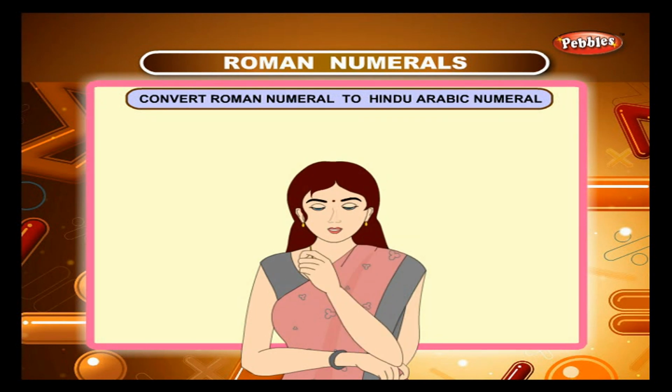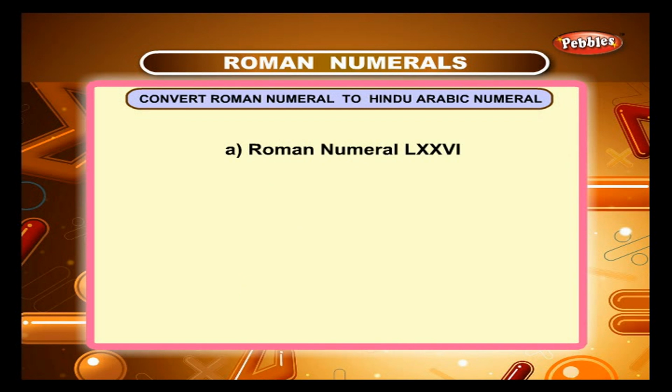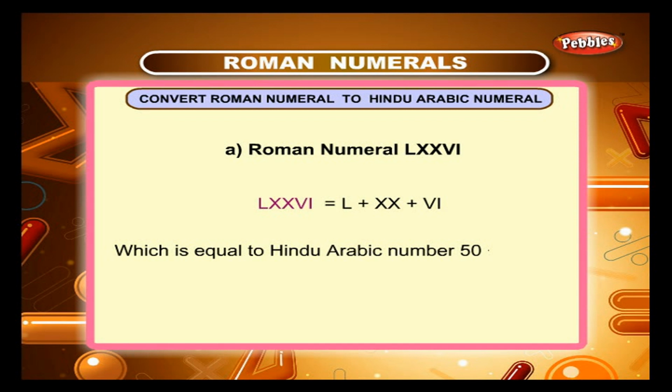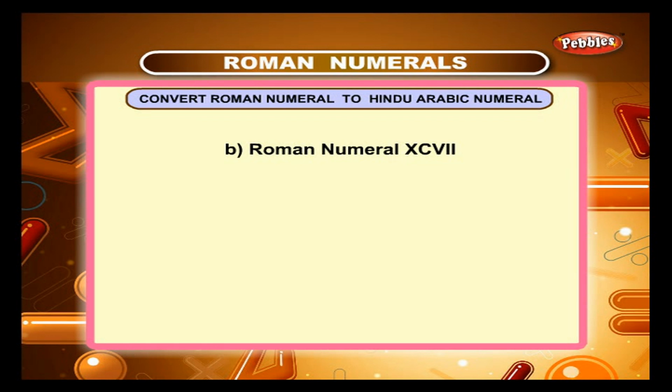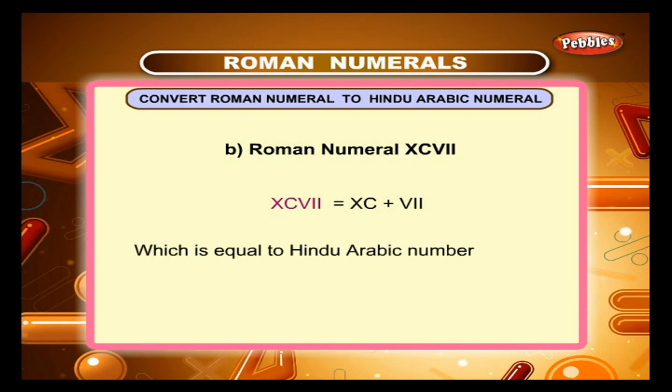Let us now convert Roman numerals to Hindu Arabic numerals. A. Roman numeral LXXVI. LXXVI equals L plus XX plus VI, which is equal to Hindu Arabic number 50 plus 20 plus 6, which is equal to 76. B. Roman numeral XCVII. XCVII can be split into XC plus VII, which is equal to Hindu Arabic number 90 plus 7, which is 97.